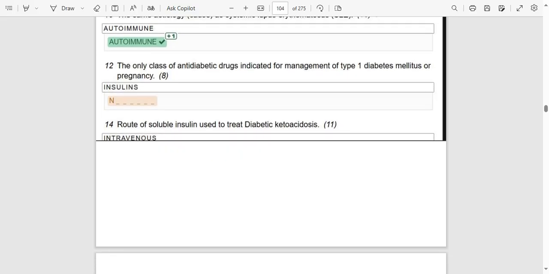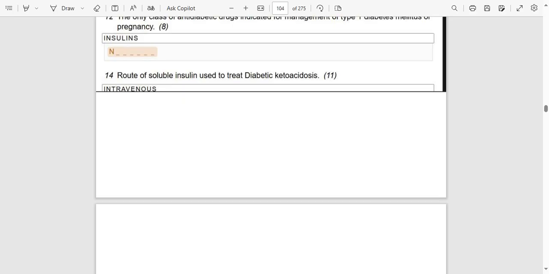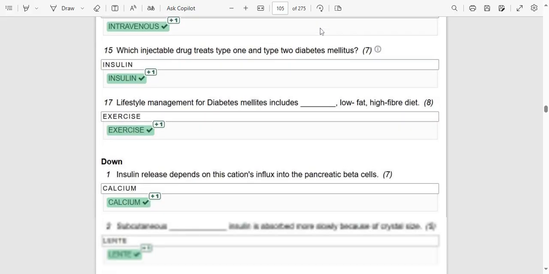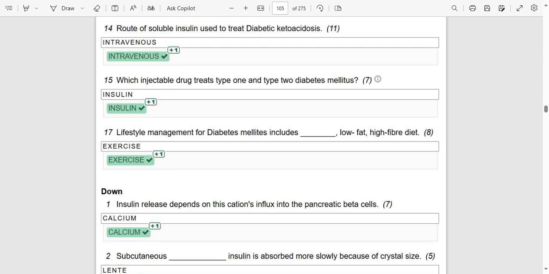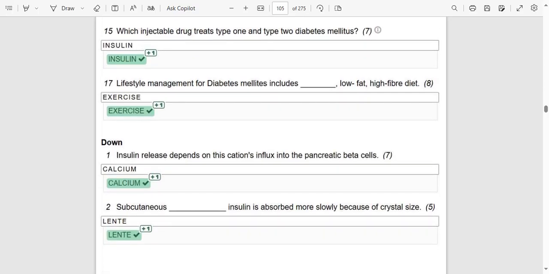The only class of antidiabetic drug indicated for management of type 1, that's insulin, right? Route of soluble insulin used to treat diabetic ketoacidosis: intravenous. To treat DKA, you use the IV route. That one, there's no way we can forget.